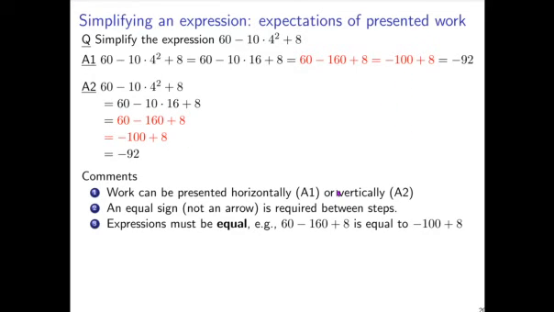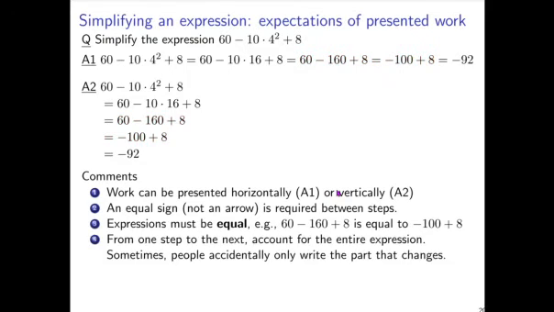So just because a part of the expression isn't changing, that doesn't mean you don't copy it down. To account for everything and for equals to truly mean equals, you've got to still write it. And I know it takes extra writing and it's time consuming, and sometimes students focus on just writing the part that's changing. But the bigger the expressions get, it becomes harder to keep track of all the pieces if you just write down the part that changes. So from one step to the next, really account for the entire expression.